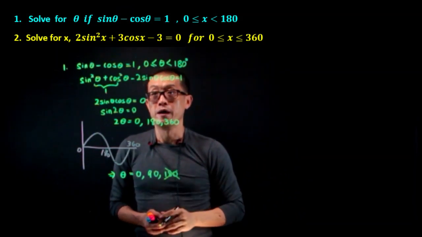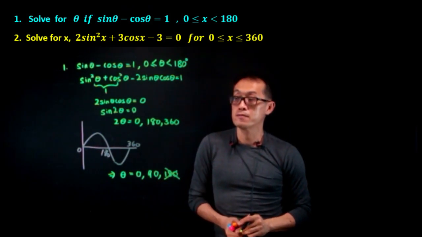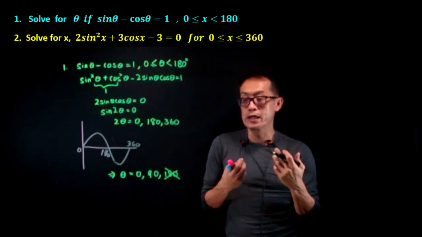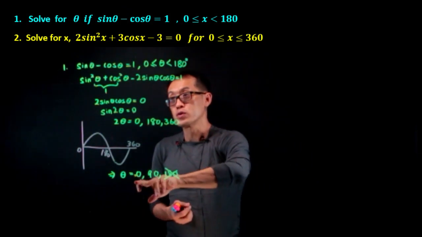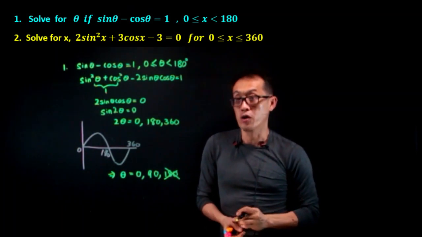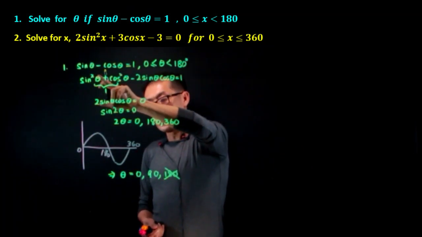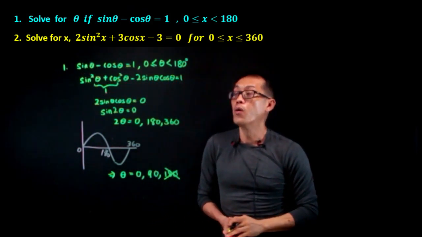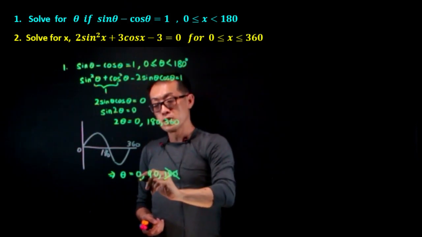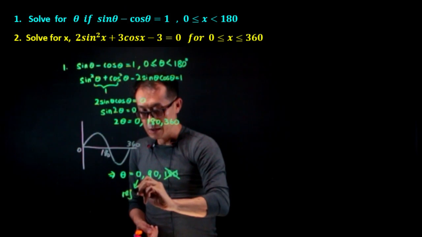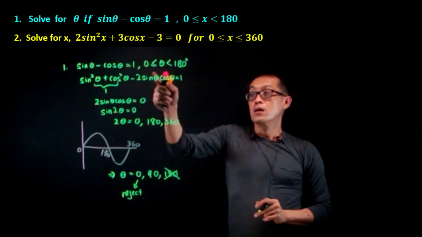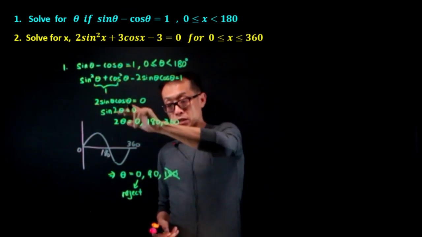Because 180 doesn't fall within this inequality, we reject it. Now, this is not the final answer. Because we squared the equation, we might generate more solutions. So we need to substitute these solutions in and check whether they satisfy the equation. Put 0 in for theta: sine 0 is 0, cos 0 is 1, so 0 minus 1 is not equal to 1, so we reject this. Then we put 90 in. Sine 90 is 1, cos 90 is 0, so this satisfies the equation.